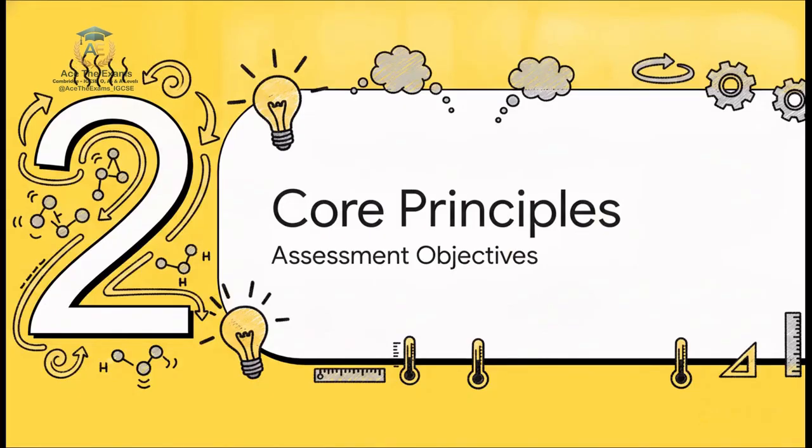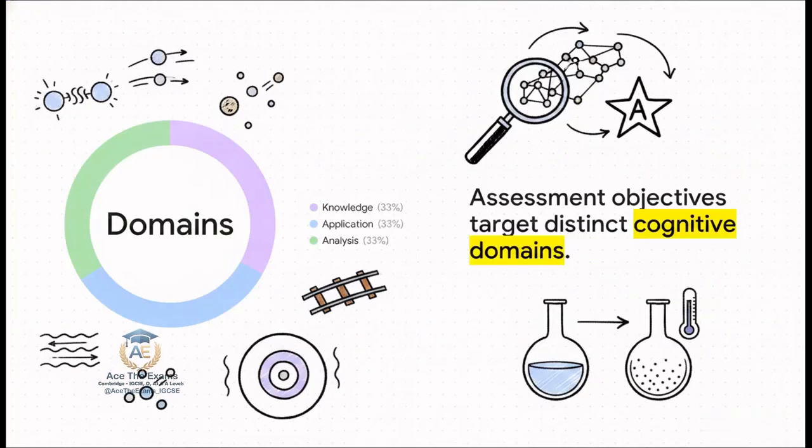Moving right along to Section 2, Core Principles. We need to understand the underlying assessment objectives that Cambridge actually uses. You see, the syllabus targets 3 distinct, very specific cognitive domains. They're testing how your brain works on 3 different levels. First, there's knowledge and understanding.